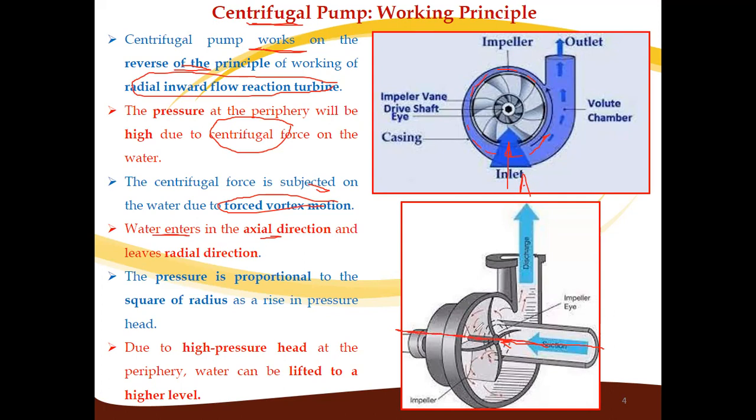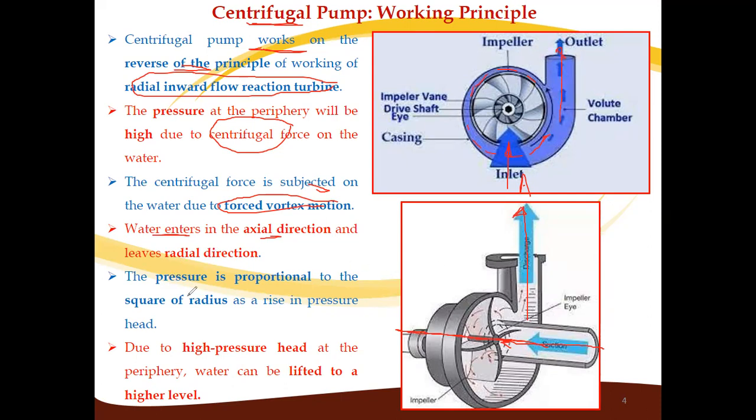And the water leaves in the radial direction. So water is discharged in this radial direction. It will move along this casing part and leave in the radial direction. So water enters the centrifugal pump in the axial direction, that is, along the axis of the pump, along the axis of the rotor or shaft, and leaves in the radial direction through the delivery pipe.